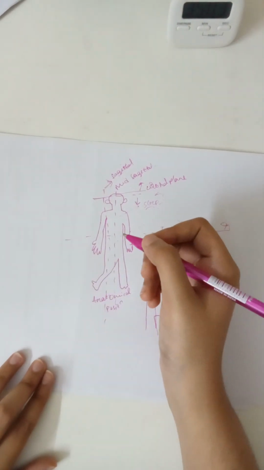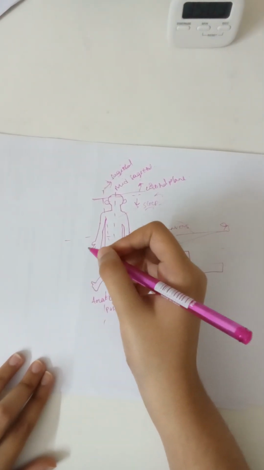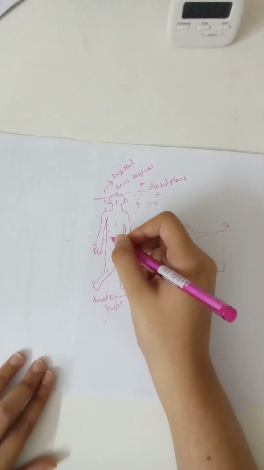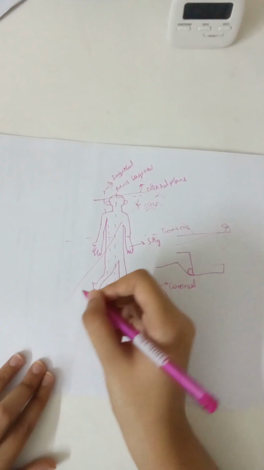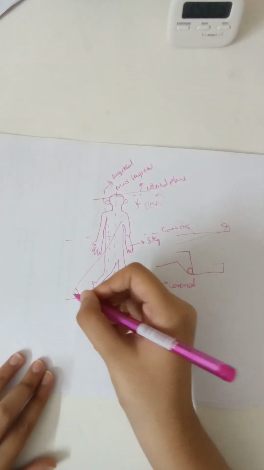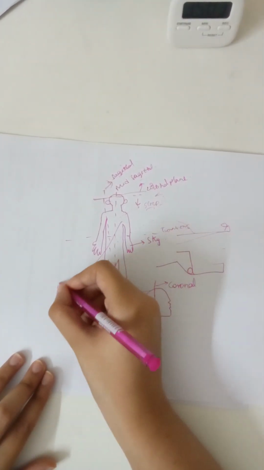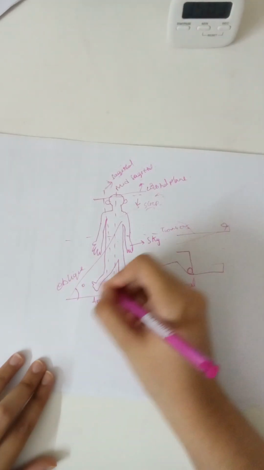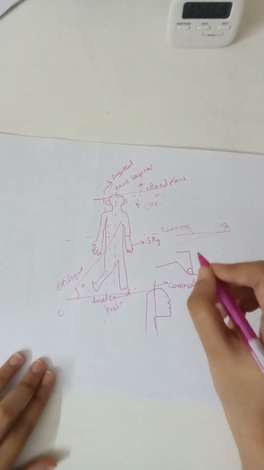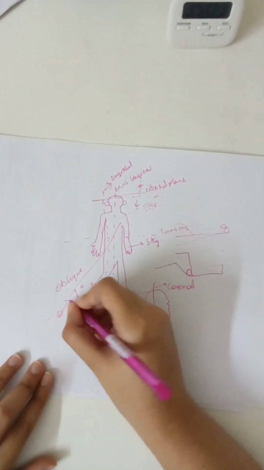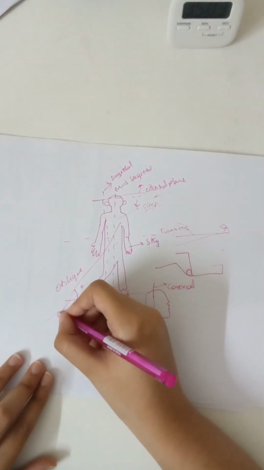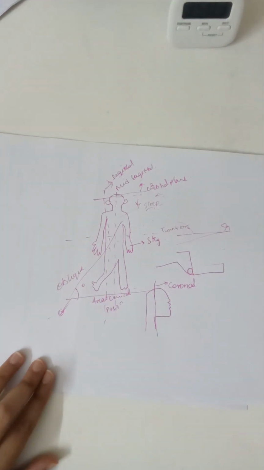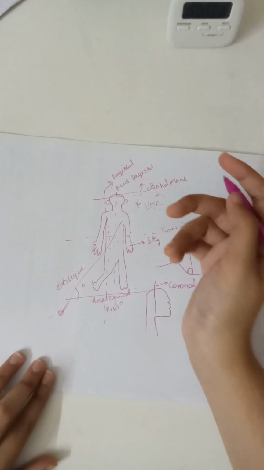And oblique plane. Oblique plane, any plane which is making angle with ground is known as oblique plane. It's like cutting the body diagonally. And with this we have completed positions, planes. And now we are going to learn about terminology.